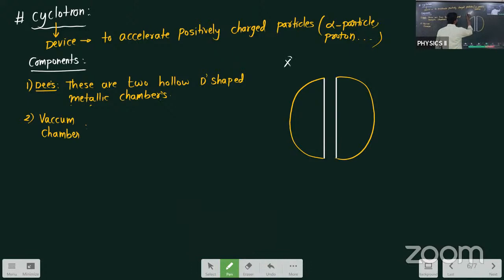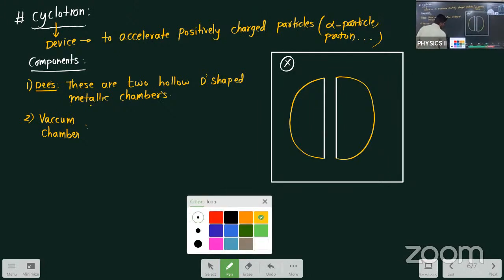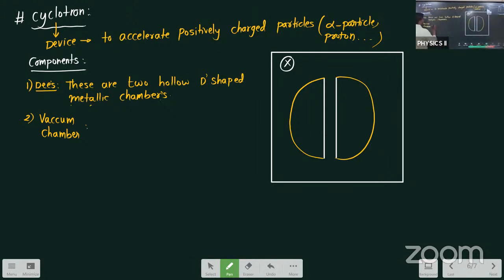So this entire setup is kept inside a vacuum chamber, such that the ion, whichever ion we are taking, is not colliding with the air molecules. So see here, what is the second component? Second component is vacuum chamber.